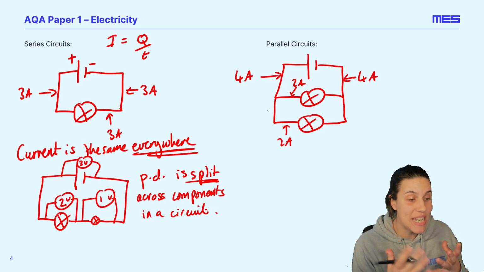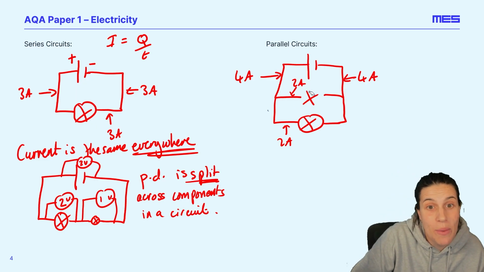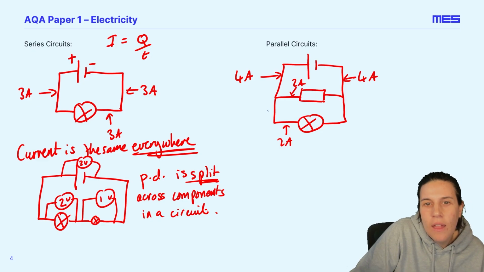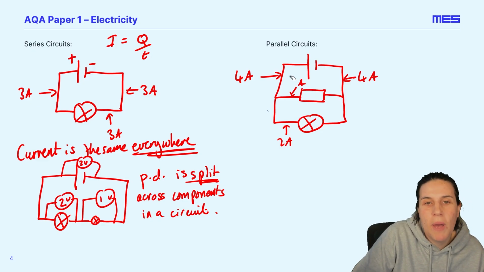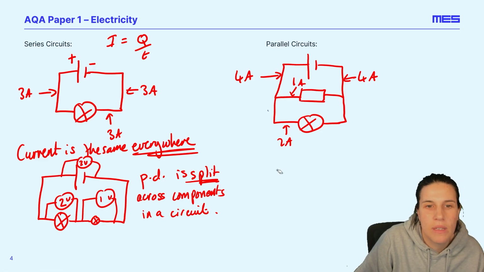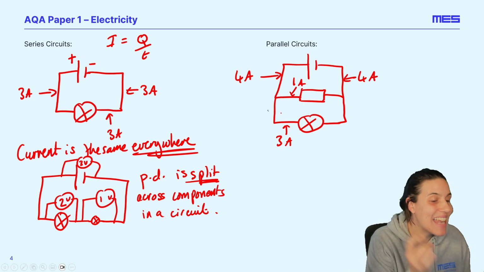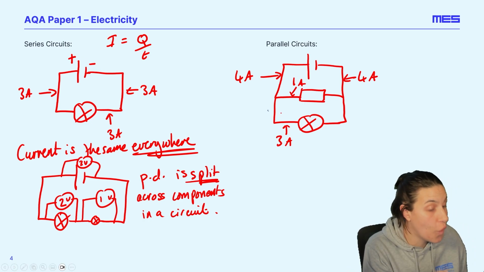Now, if these bulbs didn't have the same resistance, or if they were different components, let's say this is now a resistor, then this might well change. This might now become 1 amp, but that would mean that this one would now become 3 amps. They've still got to add together to make 4.